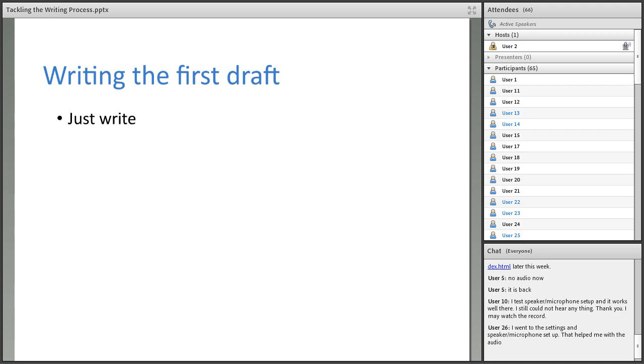Now, once you settle in your optimal environment, create your outline, and establish your routine, you can do a few things to streamline the writing process. This will make it easier and also faster.